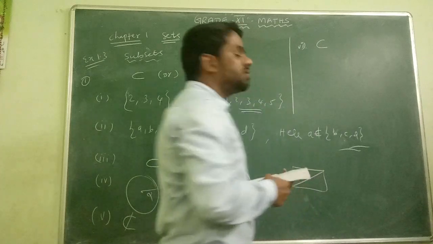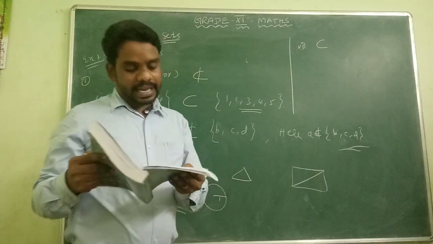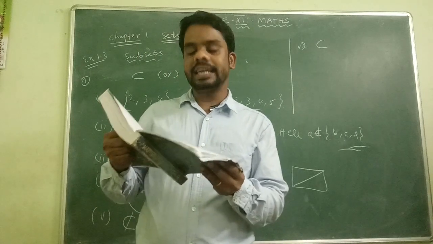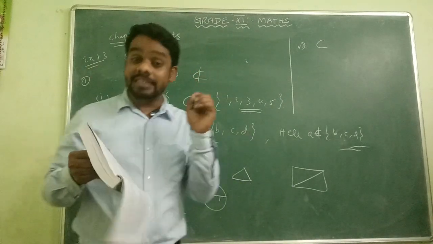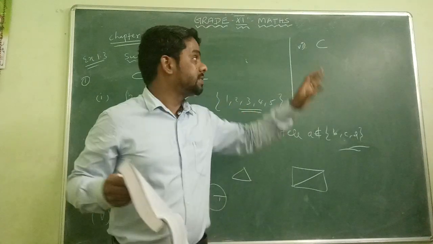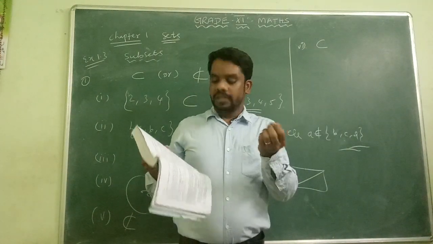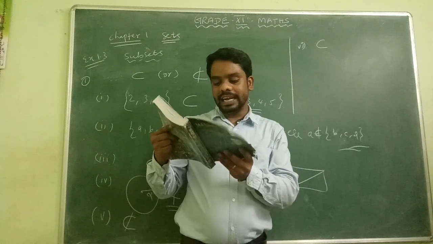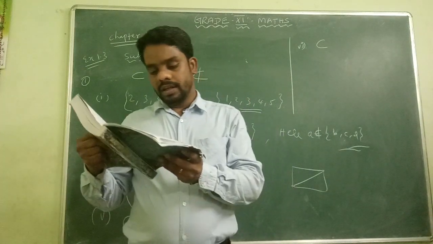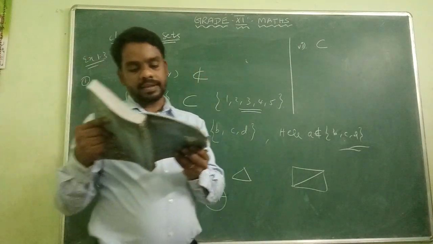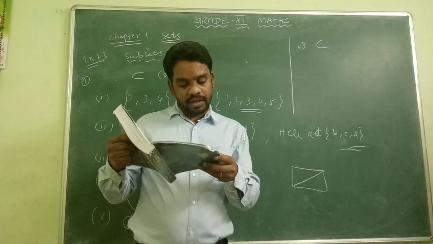Sixth question, subset. X is an equilateral triangle in a plane is a subset of X is a triangle in the same plane. Listen, friend, same plane. So it is a subset. Suppose X is a circle in the plane, okay? So it's not a subset. Right. Next, seventh question.